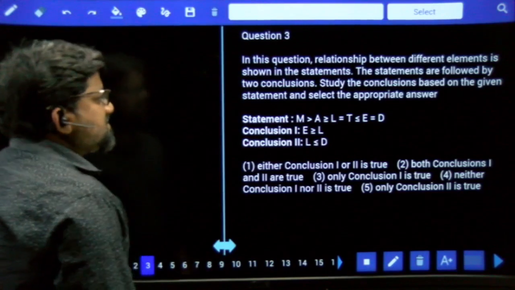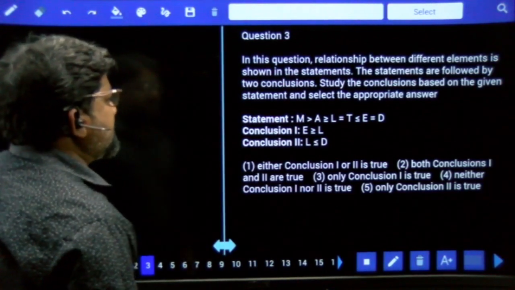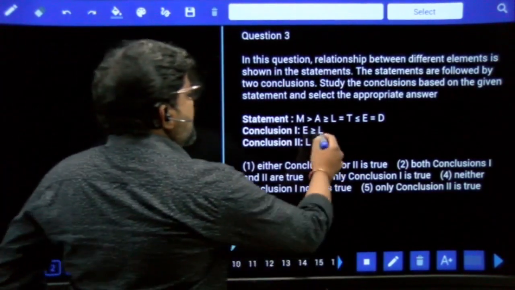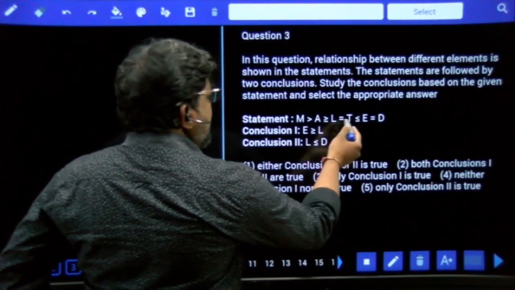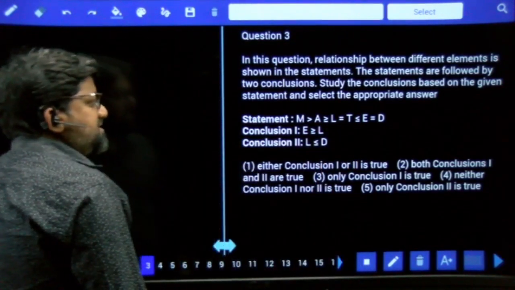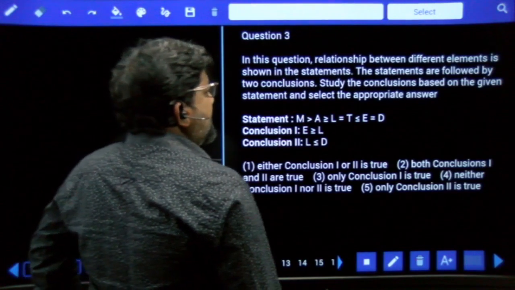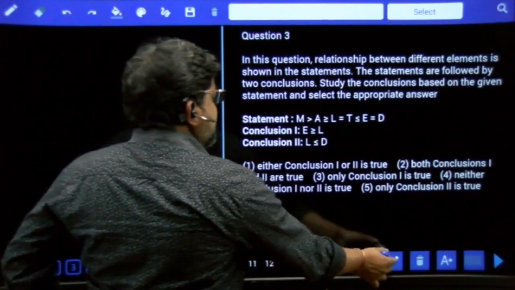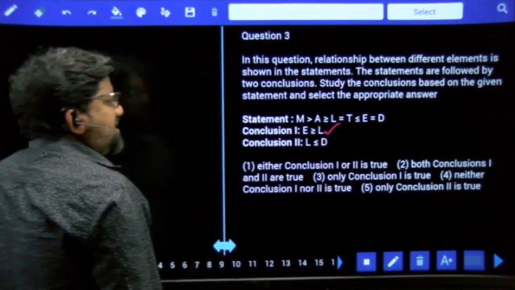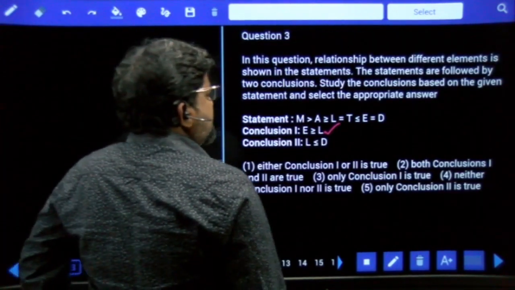Next. There's nothing to combine, only one single line. So let's see this. E greater than or equals to L. Bring L directly to the base of T because L is equals to T. L less than or equals to E. Reverse, E greater than or equals to L. Done.